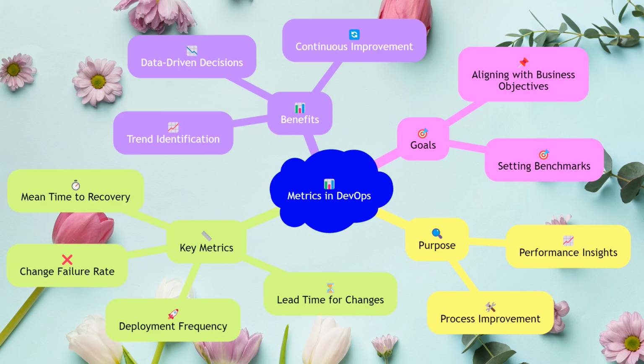Metrics are quantitative measures that provide insights into the performance and health of a system. In DevOps, metrics help teams understand how well their processes are working and where improvements are needed. They can track various aspects such as deployment frequency, lead time for changes, mean time to recovery, and change failure rate. By monitoring these metrics, teams can make data-driven decisions, identify trends, and continuously improve their delivery processes. Metrics also help in setting benchmarks and goals, ensuring that the team is aligned with the overall business objectives.